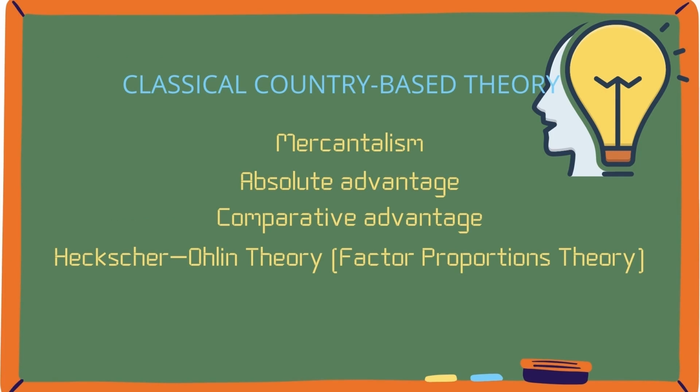So, to summarize our discussion for today, we discussed the classical country-based theories, which are mercantilism, absolute advantage, comparative advantage, and the Heckscher-Ohlin theory, or factor proportions theory.